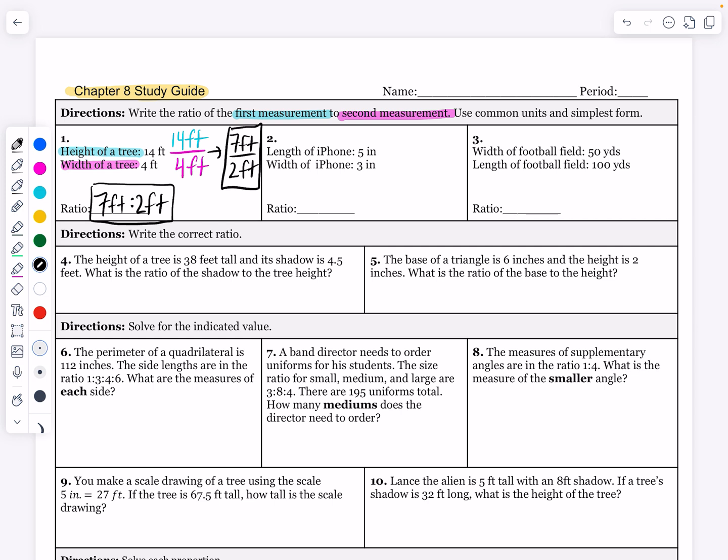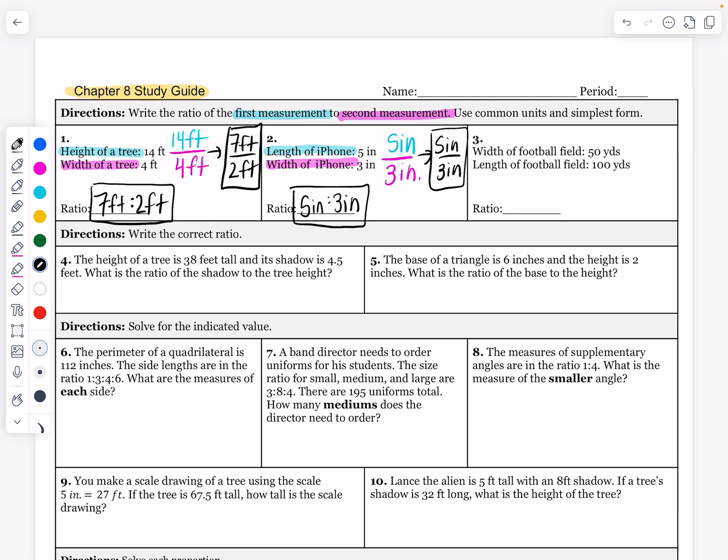All right, now we have the first measurement to the second measurement, length of the iPhone over the width of the iPhone. And so we have an iPhone that has 5 inches over 3 inches. You could type that into your calculator, but that does not reduce at all. That is already in simplest form. You could do 5 over 3, 5 inches to 3 inches as a fraction. Or if you wanted to do it with the colon, 5 inches to 3 inches. Okay, so that one could not be simplified.